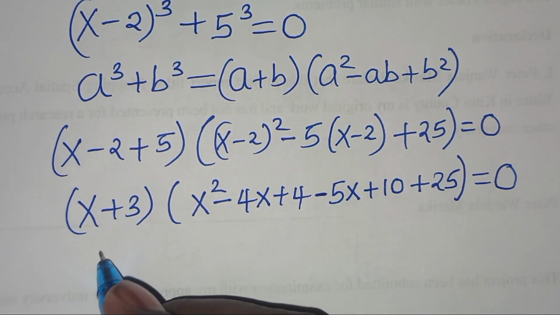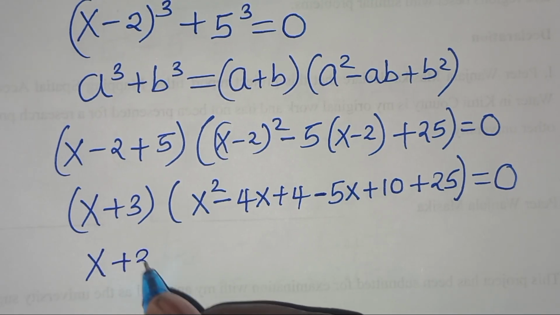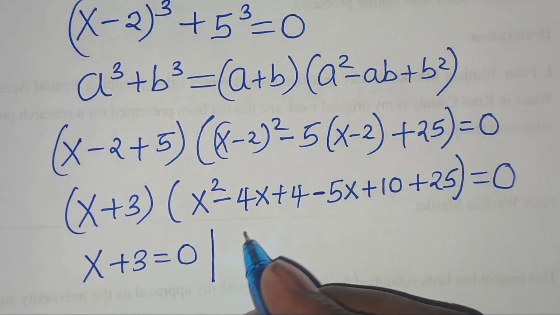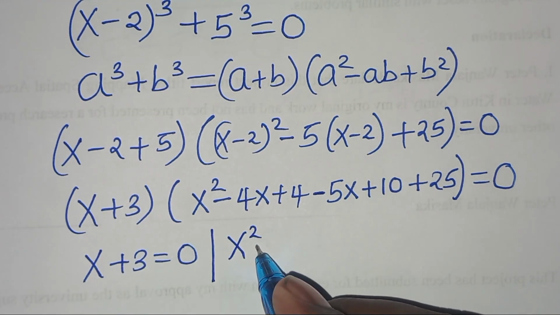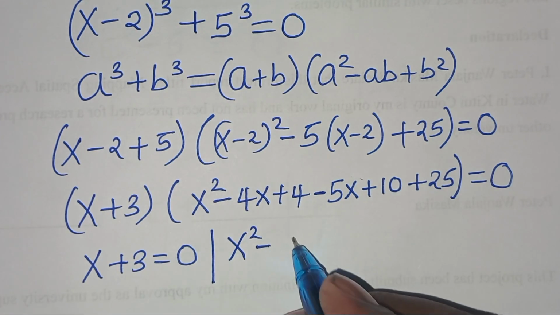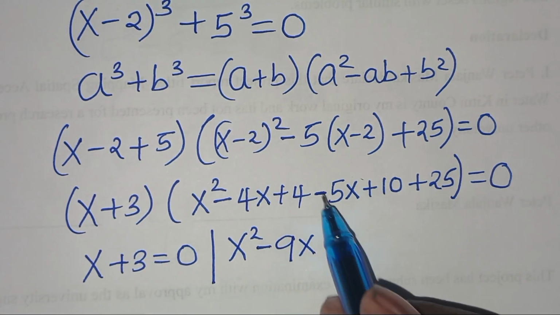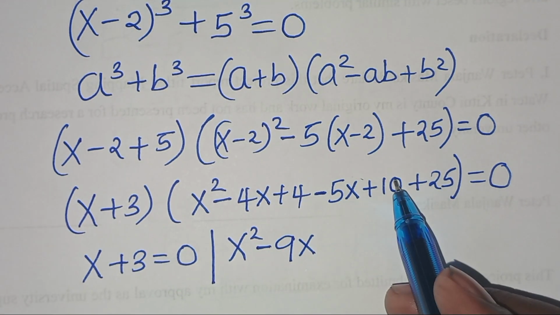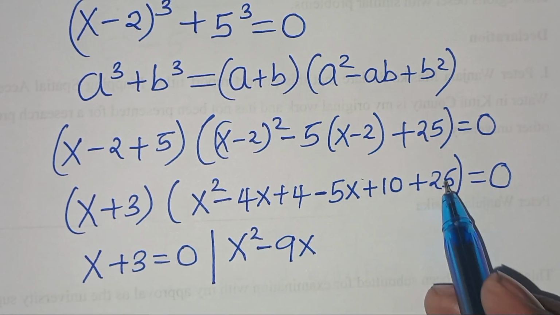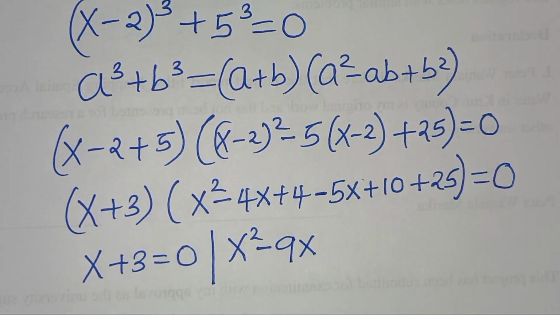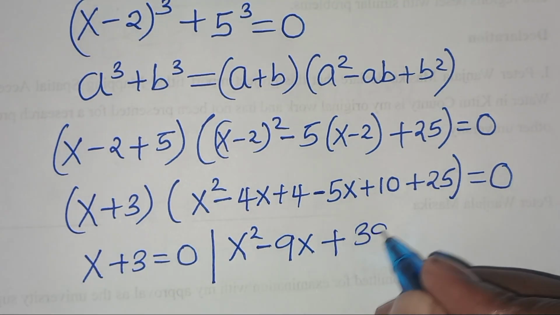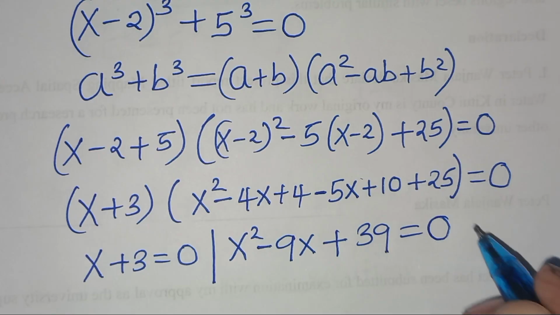So here we have two parts. The first part is x plus 3, this is equal to 0. The second part here is x to power 2. Subtract minus 4x minus 5x, this is minus 9x. Then we have 4 plus 10, that is 14. Then we have 14 plus 25, this is equal to 39. This is equal to 0.